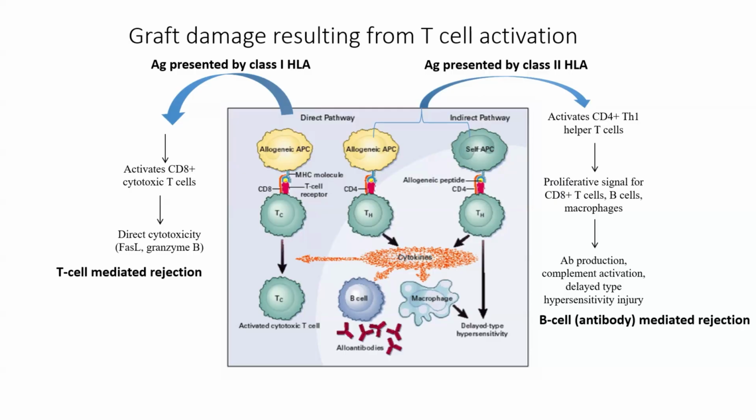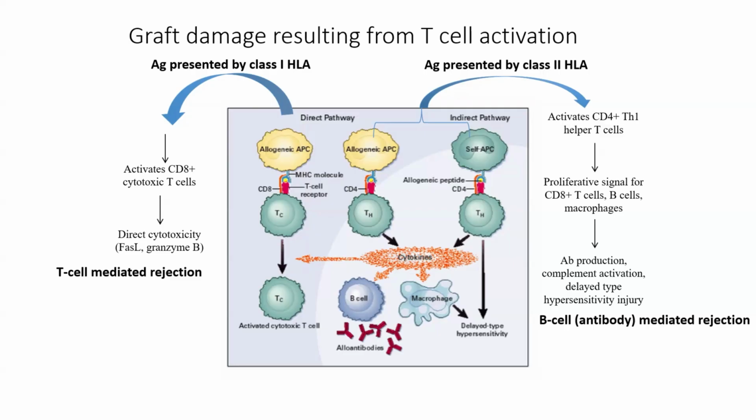So in your head for the boards, just remember: MHC1, HLA1, T cell; MHC2, HLA2, B cell. That's the easiest way to think about it.